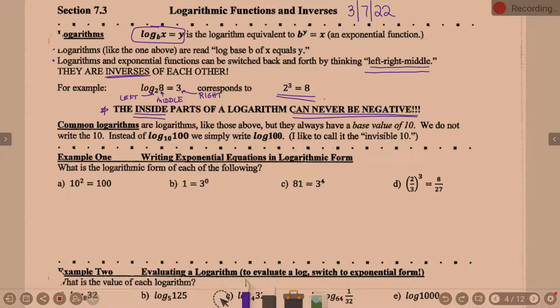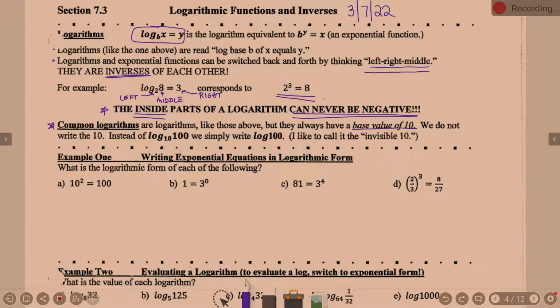Now, common logs. This is what your calculator does. Common logs are logarithms like those above, but they always have a base value of 10. The key is when it is a common log, so when it's base 10, you can leave that 10 off. So if you ever see a log and there's no base, we get to assume that it is 10.